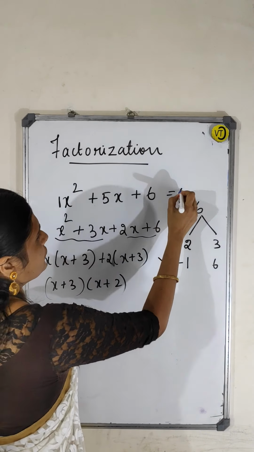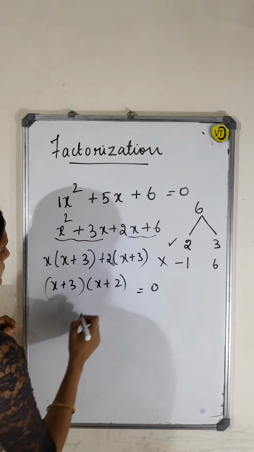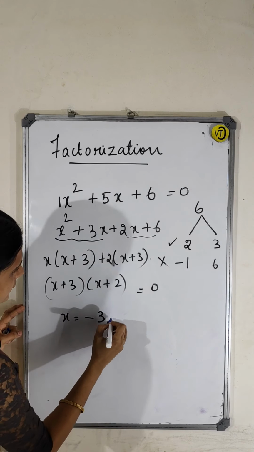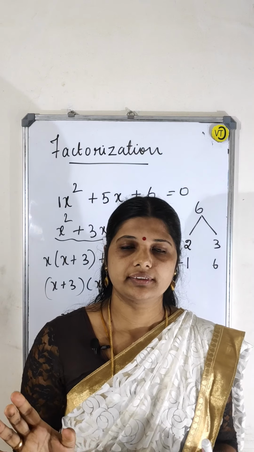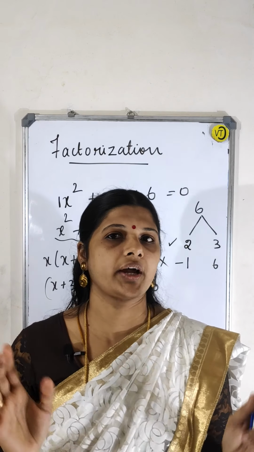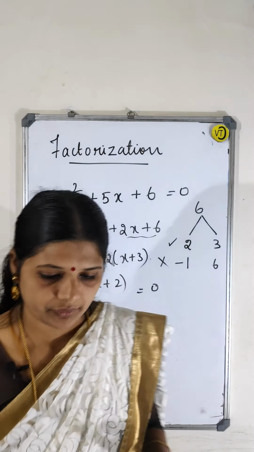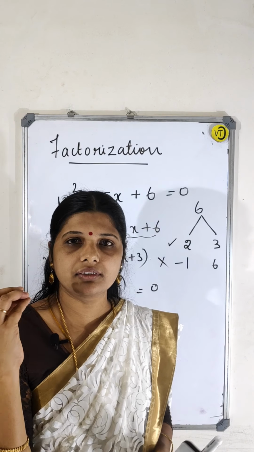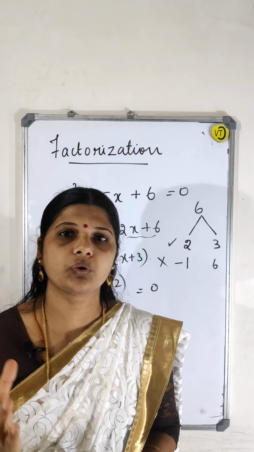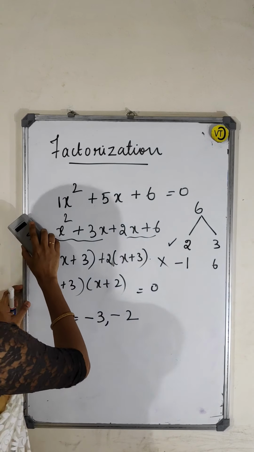If it is equal to 0, how can you write the x value? x is equal to minus 3 comma minus 2. These are the values of x. This is the normal method which you have done in school. Okay. Now what I am going to do here is solve it in less than 10 seconds. How? Listen now.